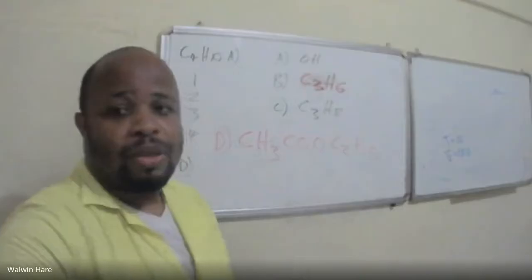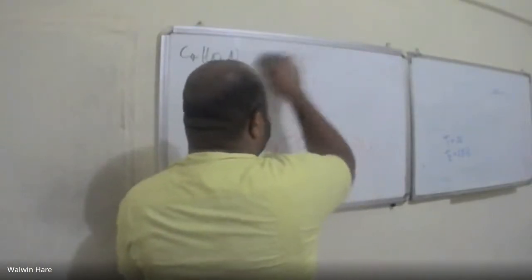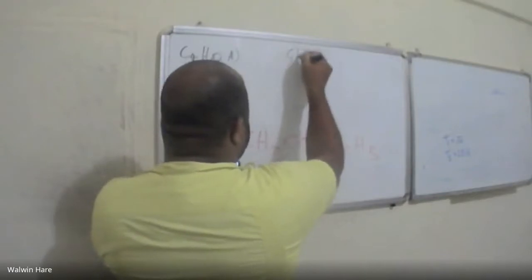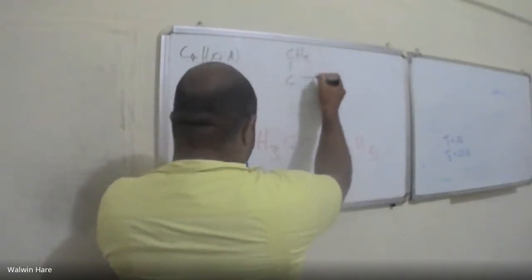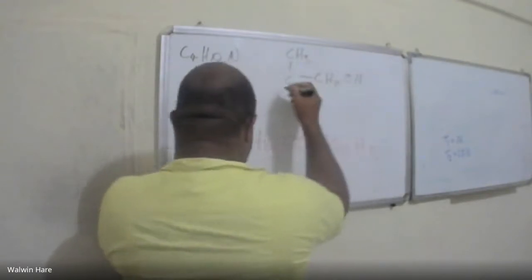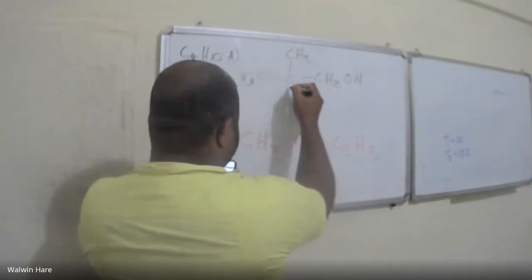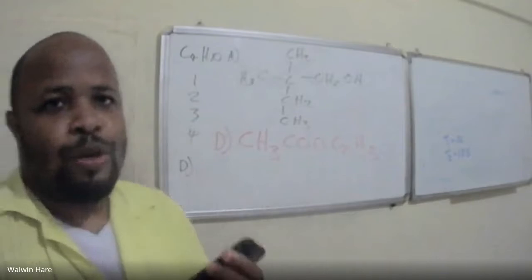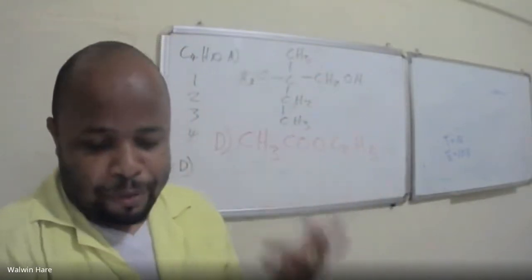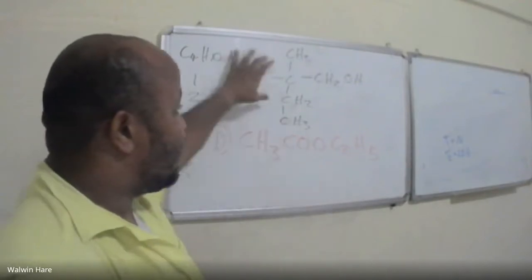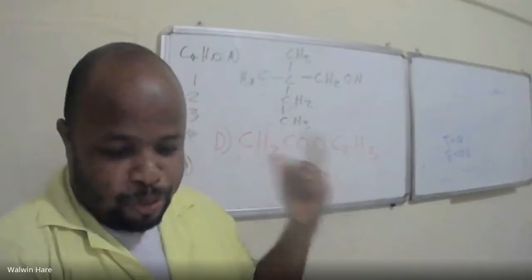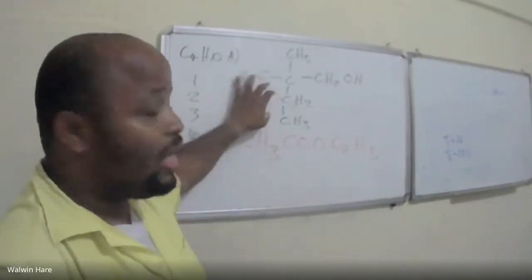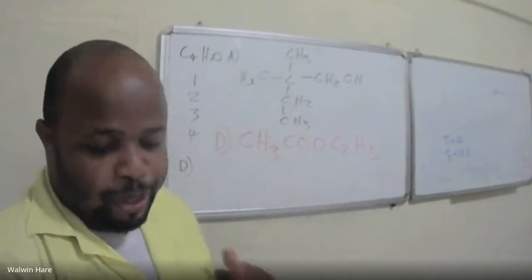The compound was CH3CH2OH, CH3, CH2, CH3. They are given this compound, and we must choose two statements that are correct. The first statement said it is an alcohol. Is this compound an alcohol? Yes, so statement one is correct. Statement two says this compound is a branched alkane. Is this compound an alkane? No, so statement two is false.